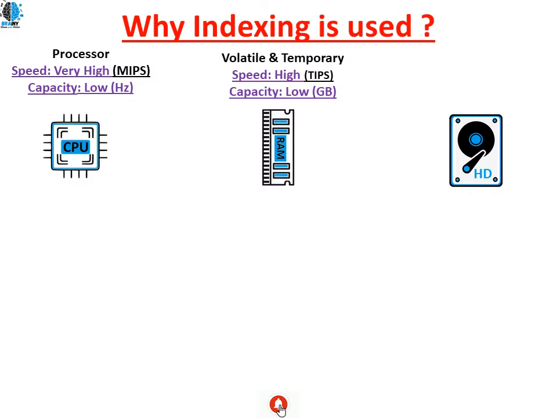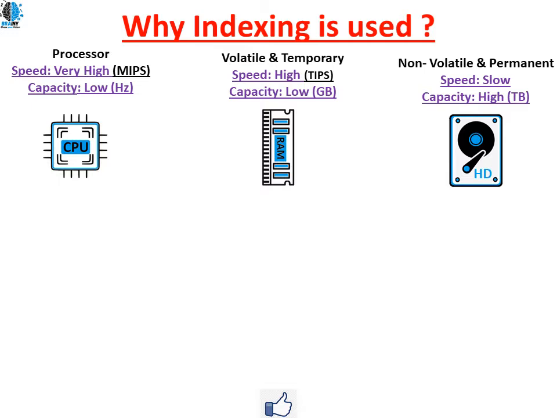The capacity is low, in terms of GB. In every computer you can see the RAM might be 16 GB, 8 GB, 4 GB, or 1 GB. So the capacity of RAM is low compared to our hard drive. RAM is a primary memory.